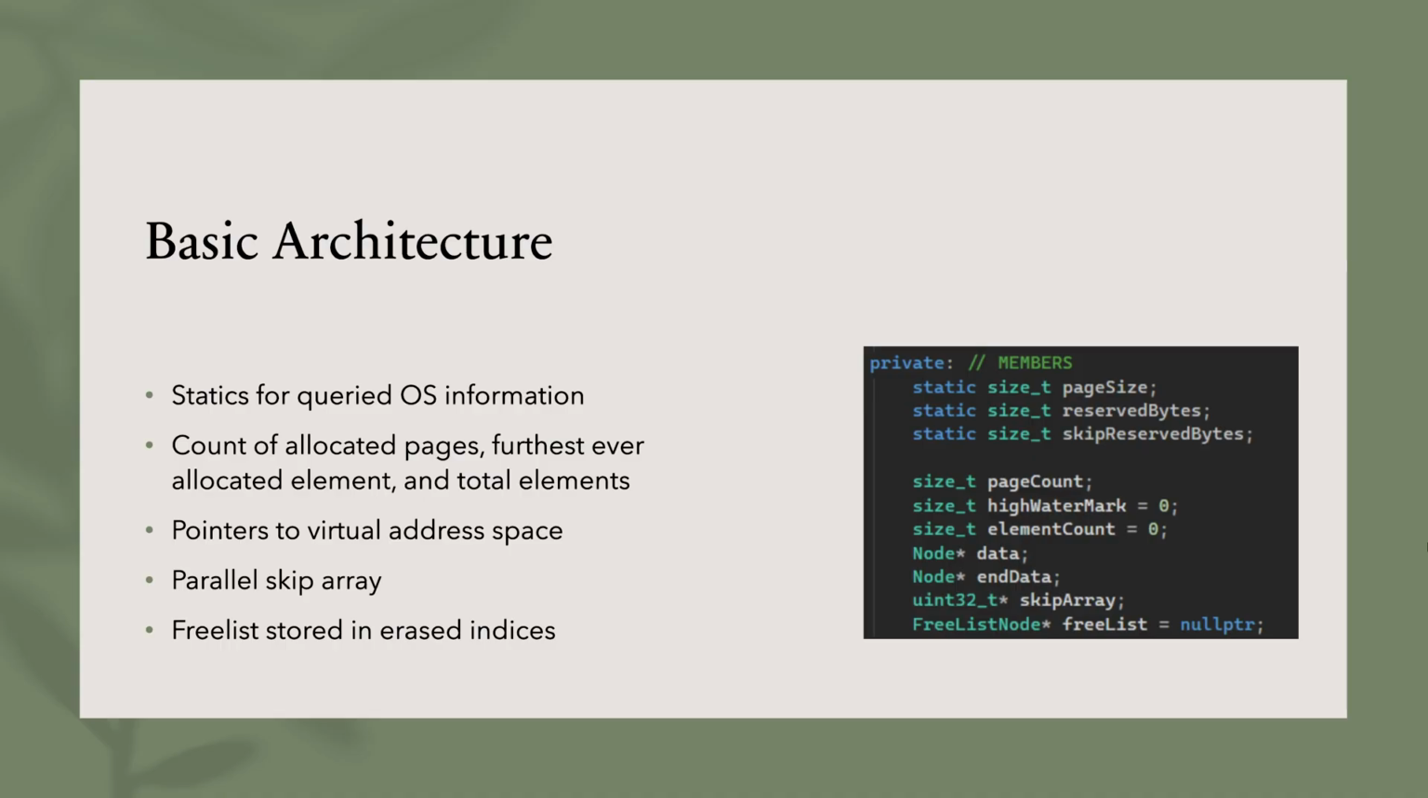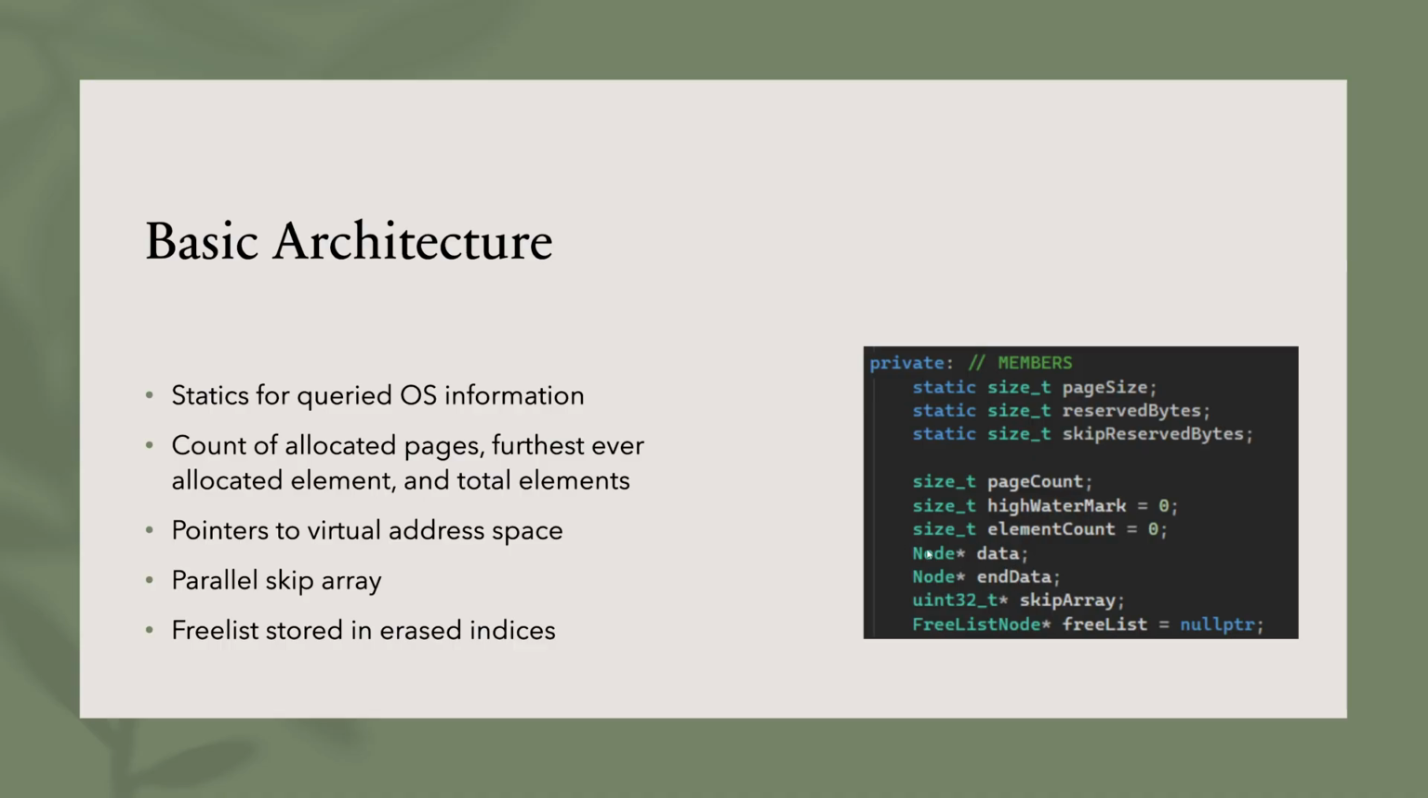All right, the basic architecture. These statics are for like the page size on Windows. The page count is obviously how many pages are allocated. The high water mark is the furthest ever allocated element. So if you remove an element, it turns into a free list node to be reinserted back into that removed slot. And if there's no removed slots, then you start incrementing the high water mark. All right, that's what it's used for.